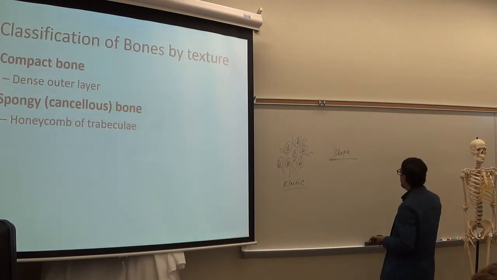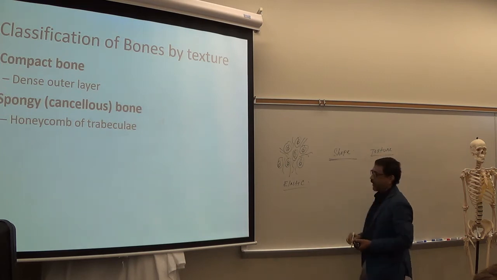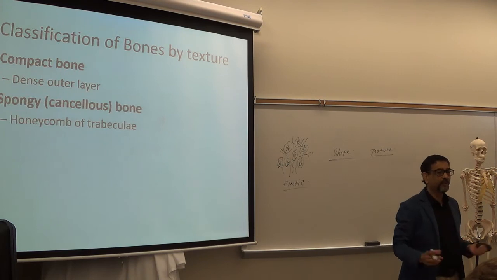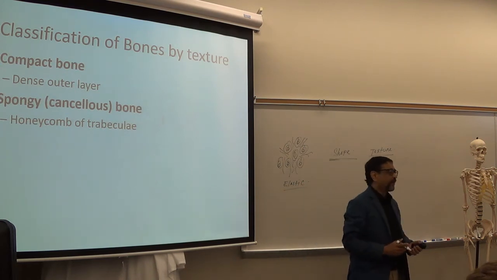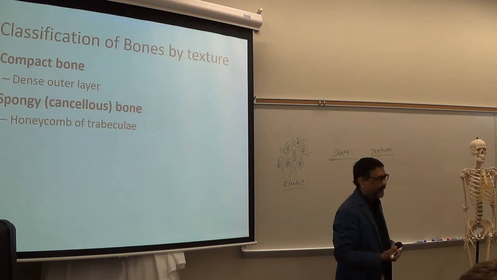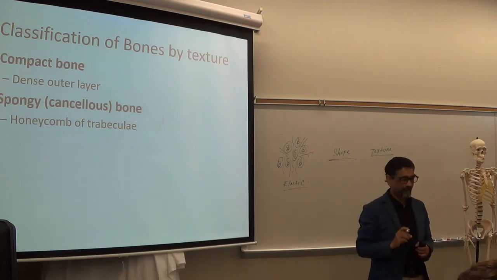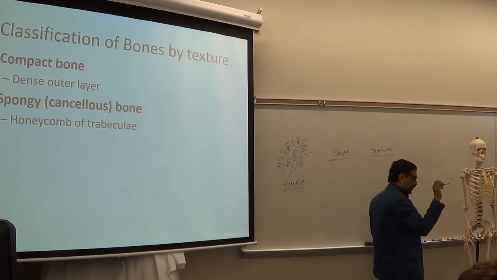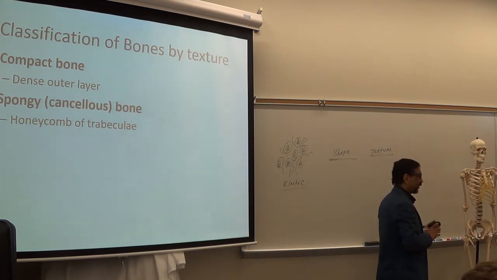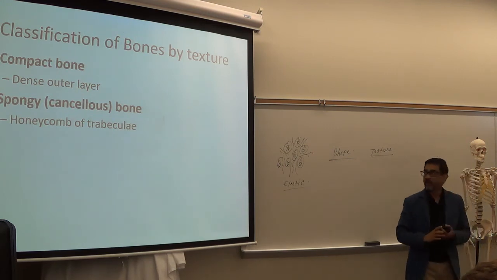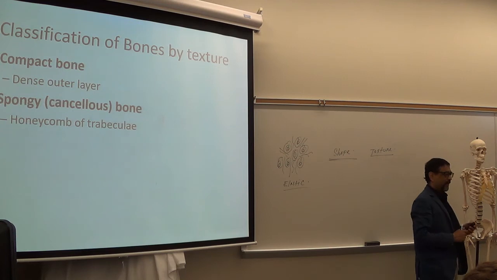Another way of classification is by looking at the texture. By texture, we divide the bones into two types, very simple: compact and spongy. Compact bone is hard bone and spongy bone is soft. Under the microscope it looks like a honeycomb, with a lot of spaces in it. Spongy bone is also called cancellous bone. So, two types based on texture.